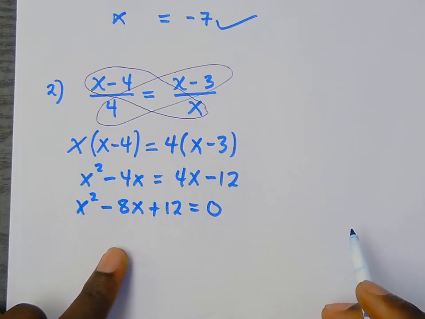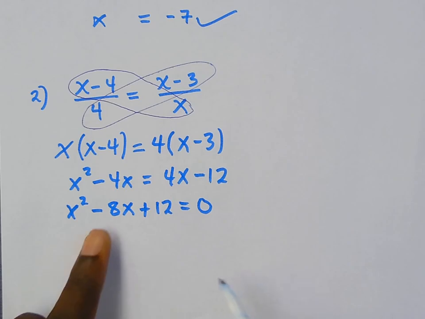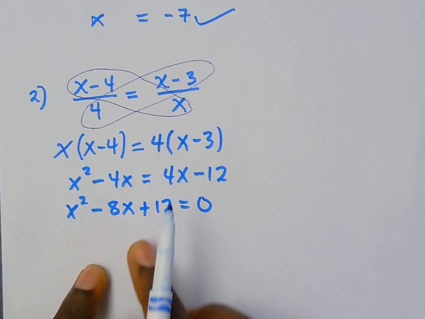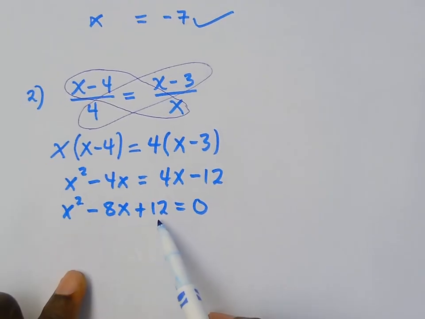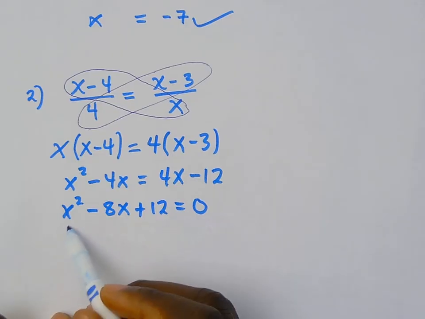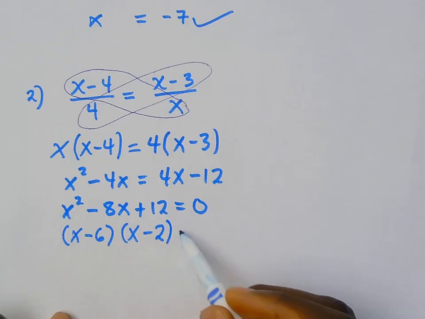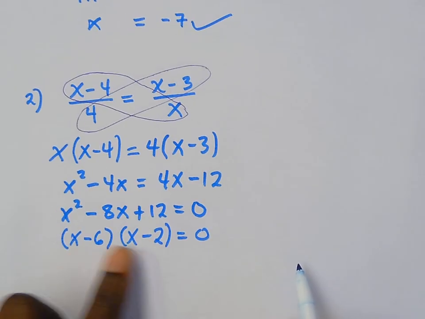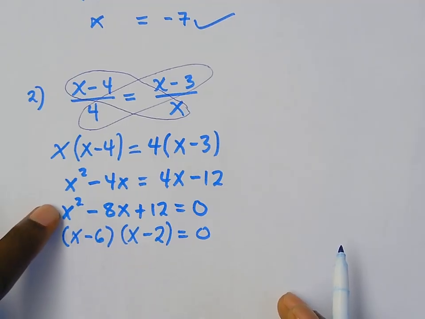This looks like a clean quadratic, and we learn how to solve quadratics in several ways. I'm going to use the factoring method because I can see that this can be factored. I'm looking for two numbers that will multiply to 12 and combine to negative 8. Those two numbers are negative 6 and negative 2. So my factors would be (x minus 6)(x minus 2). When I multiply them, I should get x squared minus 8x plus 12.